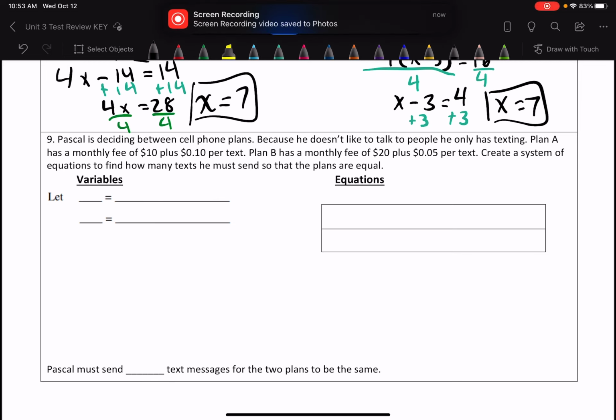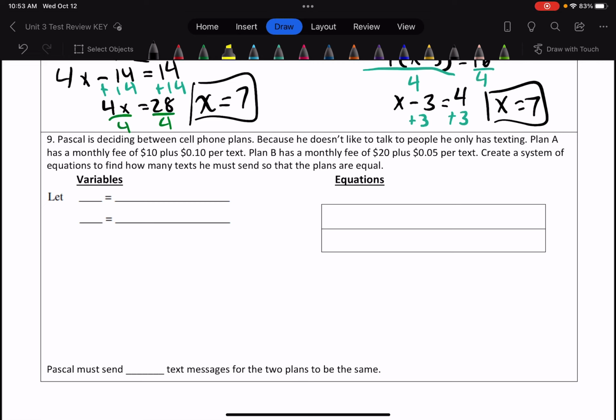Remember, this is our test over the systems of linear equations. And this problem is set up a little bit different than the Farmerdale problems or the candy problems because we're looking at two different cell phone plans. And we're trying to figure out how we can make these plans equal the same amount of money. So let's read through this.